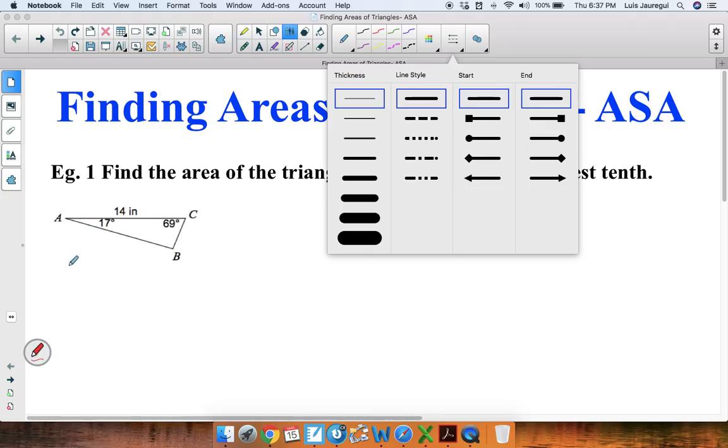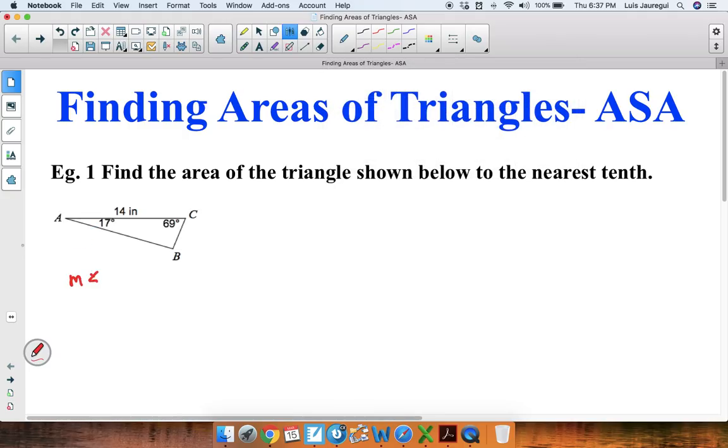So notice here, so far we already know the measure of angle A is equal to 17 degrees. We also happen to know that the measure of angle C is equal to 69 degrees. And after we start labeling the sides, we know that the side across from angle A is lowercase a, the side across from angle B is lowercase b, and the side across from angle C is lowercase c. So we can also say that we have the information for b. Okay, so b is equal to 14 inches in length.